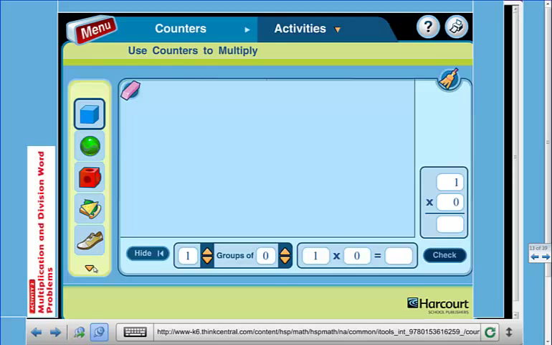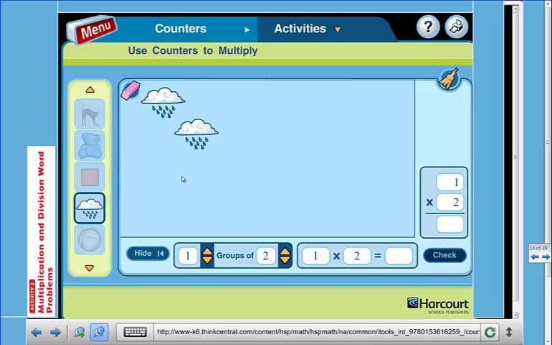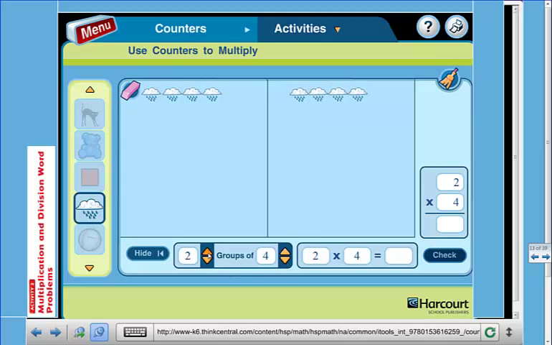And let's use some rain clouds. It's supposed to rain this week. So 1, 2, 3, 4. And I want to put those 4 rain clouds into 1, 2, 3, 4. Let's make it 4 rain clouds by 4 groups. And to check my answer, I'm going to type in 15, right?